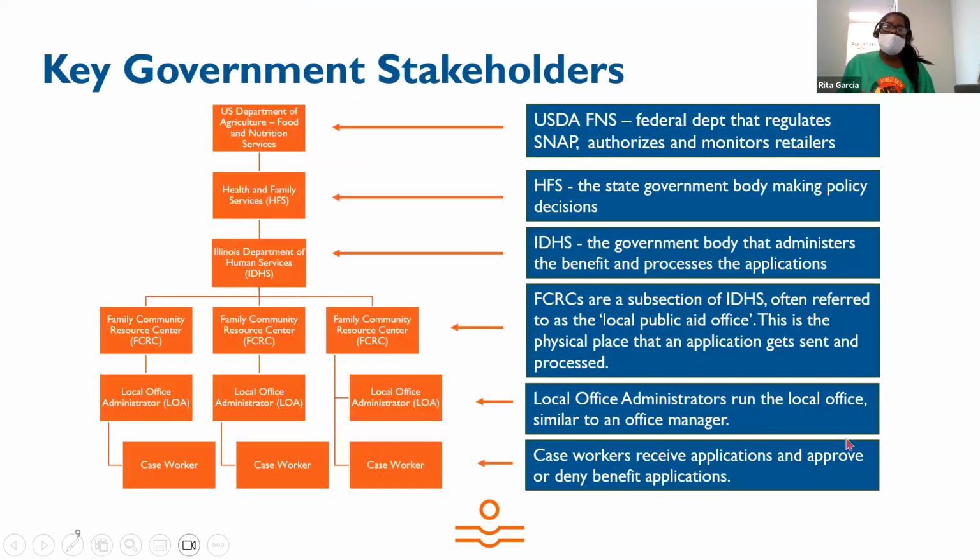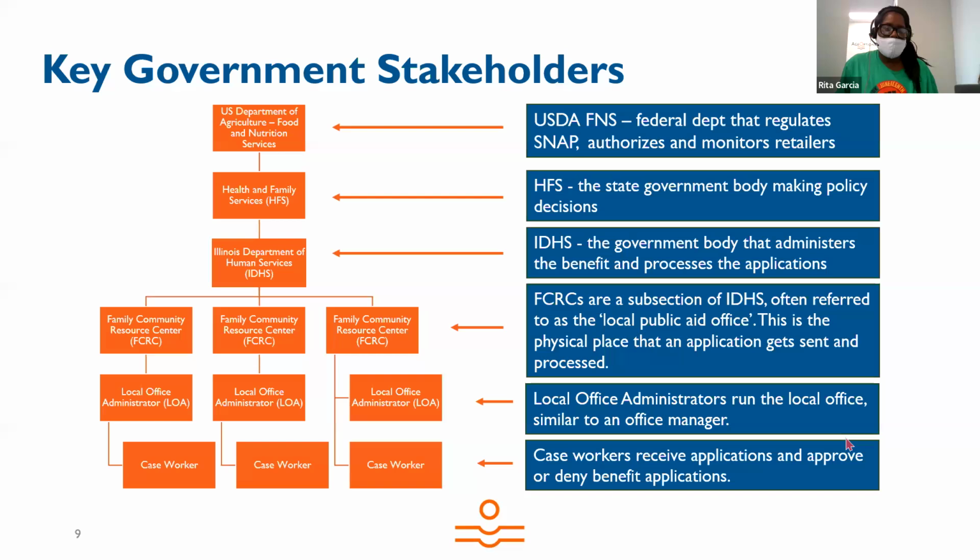So the key government stakeholders, at the very top, I'm going to go ahead and pull out my little pointer. You have the U.S. Department of Agriculture, Food and Nutrition Services. They pretty much regulate the SNAP and authorize and monitor retailers. Then you have Health and Family Services, so HFS, that's the state government body making policy decisions. As well, you have the Illinois Department of Human Services on the pyramid here, and that's IDHS, the government body that administers the benefit and processes the applications.